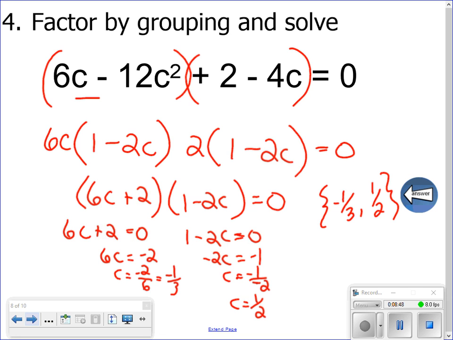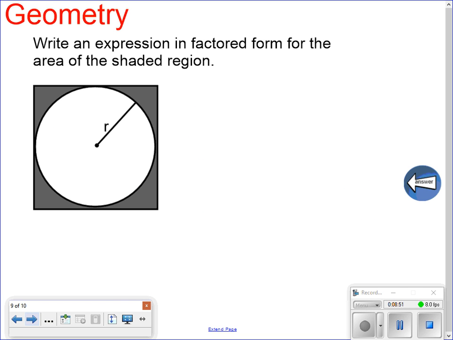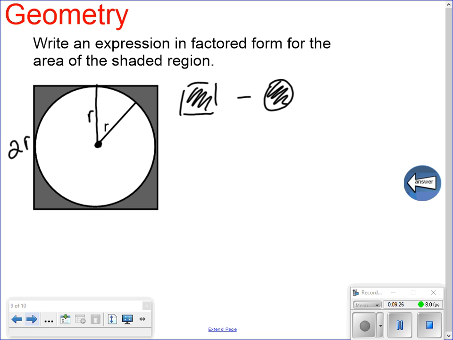Now, there are times where we have to look at real-world applications such as geometric problems. So here, we want to write an expression in factored form for the area of the shaded region. So we're looking at the area of the square and taking away the area of the circle to get the shaded region. Well, to get the area of the square, I need to know what the side lengths of the square are. Because I know the radius is the same as half of the length, if I double the radius, that will give me the length of the entire square. So my side lengths of my square are 2r.